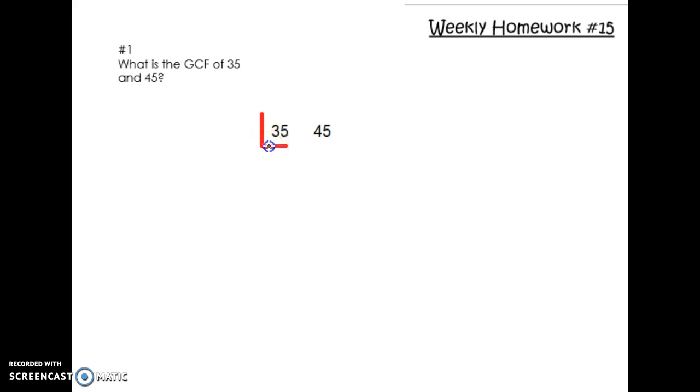So you put two numbers like this and think what numbers can go into both of these. Well, I can divide by 5, right? So if I divide by 5 both these numbers, I'll have 7 here and 9 here. And then if you can, you're going to keep going down and divide more. But if there's a number that doesn't go into both these, then you're done and you'll have your GCF. All right, that is the methods of doing these for number 1.